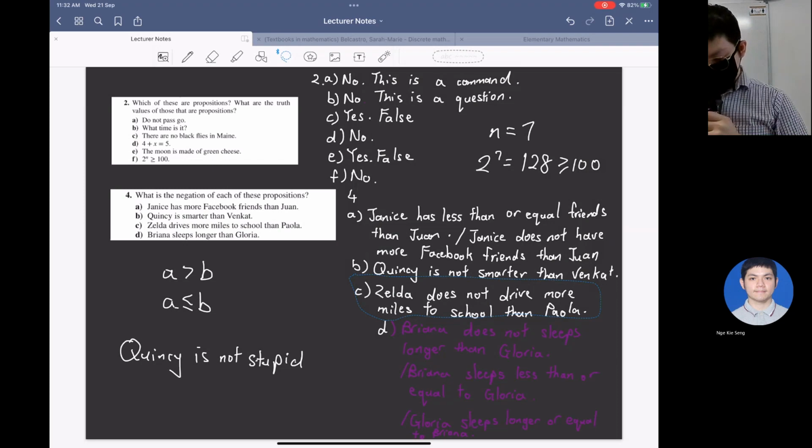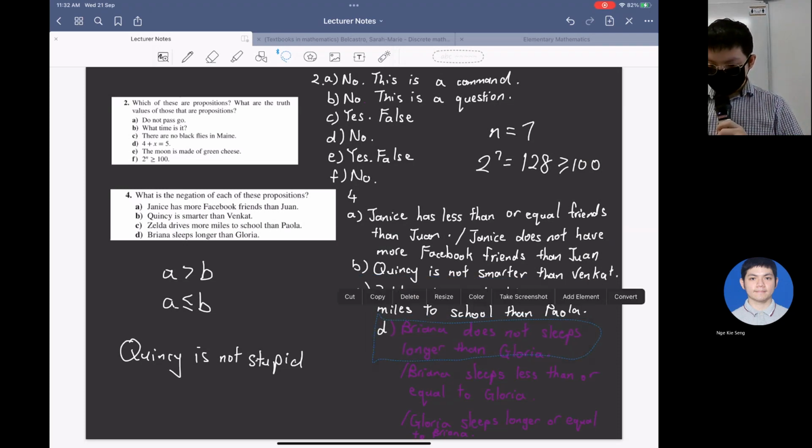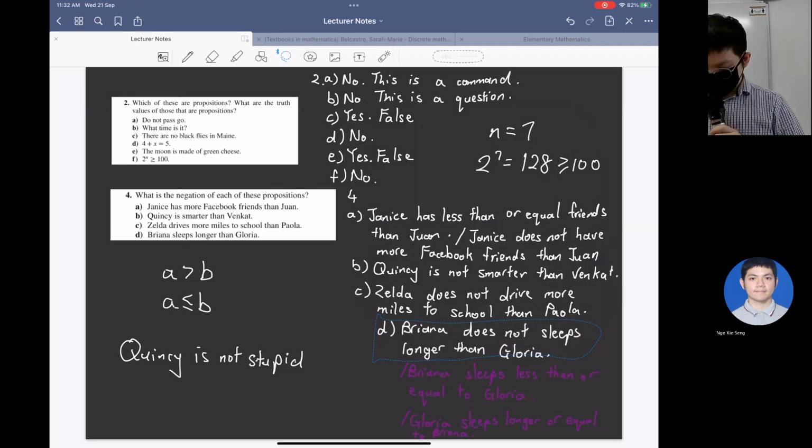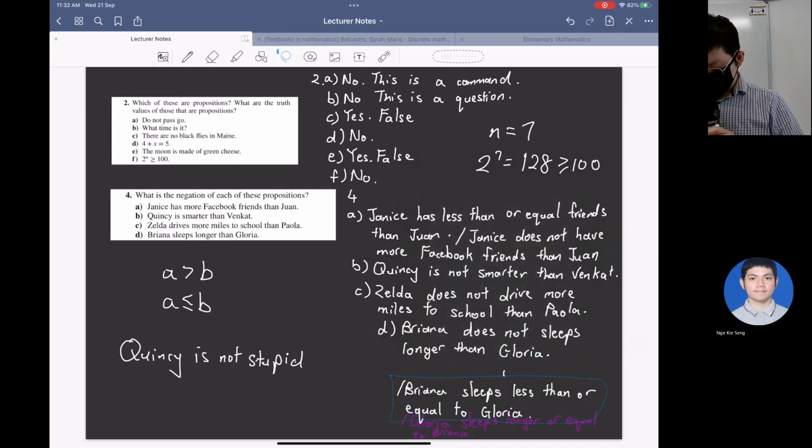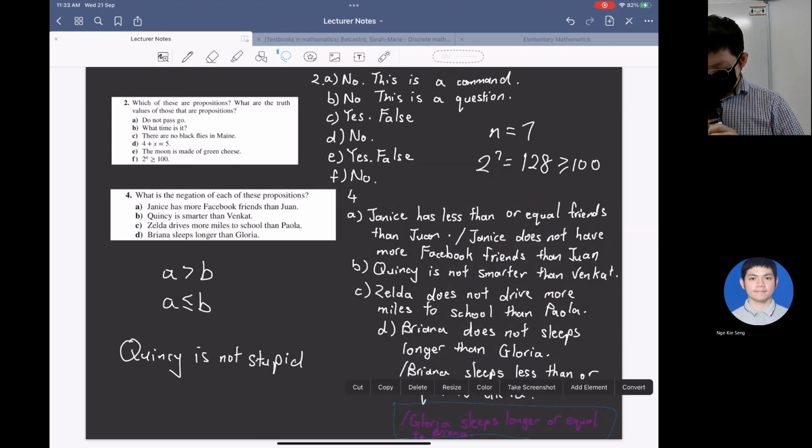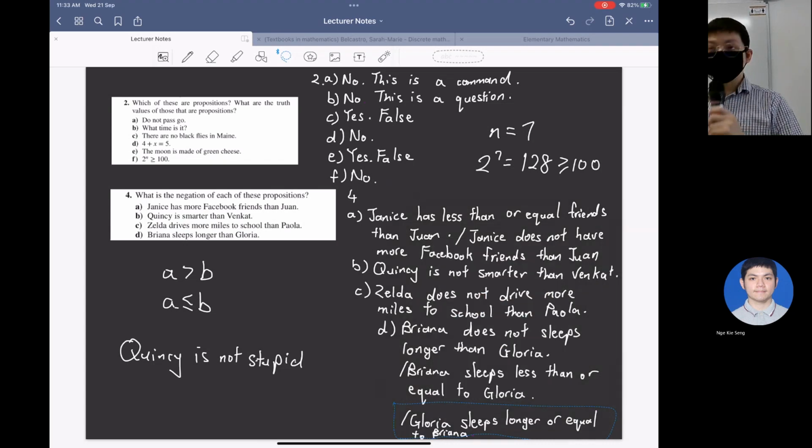Brianna sleeps longer than Gloria. Next. Okay, good, very good. This is the very standard answer. And then the other answer you could have is Brianna sleeps less than or equal to Gloria. Or you could have Gloria sleeps longer or equal to Brianna. Okay?